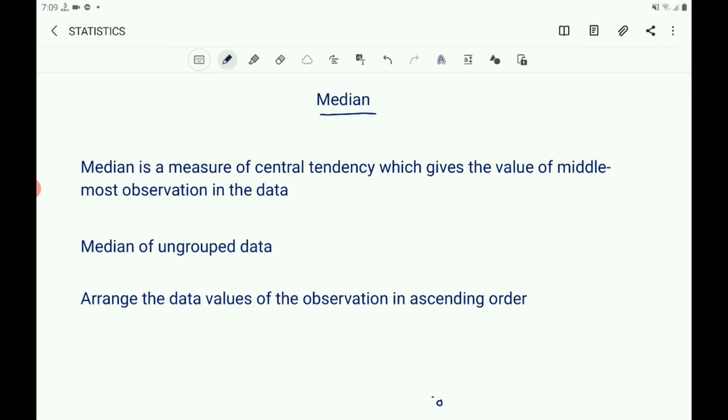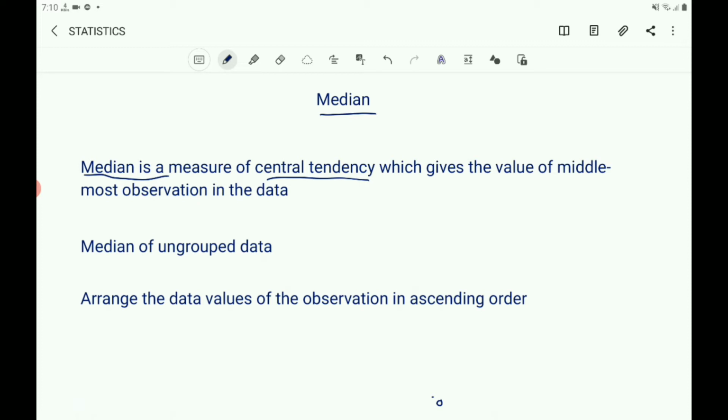In your previous classes, in your 9th standard, you studied that median is a measure of central tendency which gives the value of middlemost observation in the data. You know that mean, median, mode, these are the three measures of central tendency. So median is also one of the measures of central tendency, and it is the value of middlemost observation in the data. Now let us discuss about the median of ungrouped data.